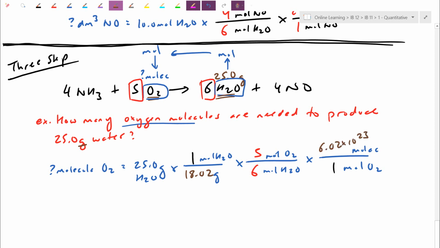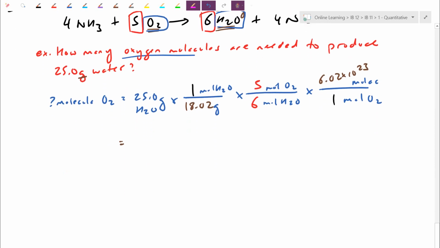You can type that all in one long row, and that way we don't accumulate any accidental rounding problems. 25 divided by 18.02 times 5 over 6 multiplied by Avogadro's number, and I'm getting, do a mental check, I'm expecting it to be a huge number. When I'm talking about molar amounts, I would expect to have a lot. A very common problem I get is people say, oh, I get 6.96.